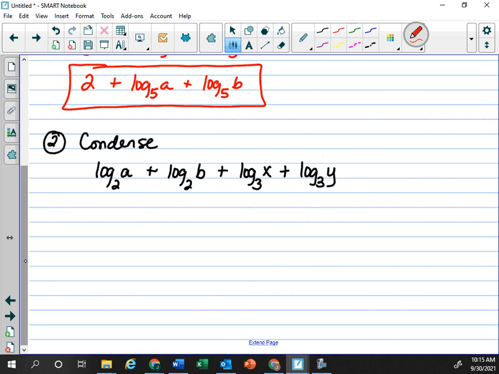So when you're condensing, you want to write it in as few logs as possible. You're trying to bring as many of them together as you can. But you can only combine logs with the same base. Okay, so I clearly have 2 different bases. I'll start with the log base 2. What do you think it's going to be? Log base 2 of what?